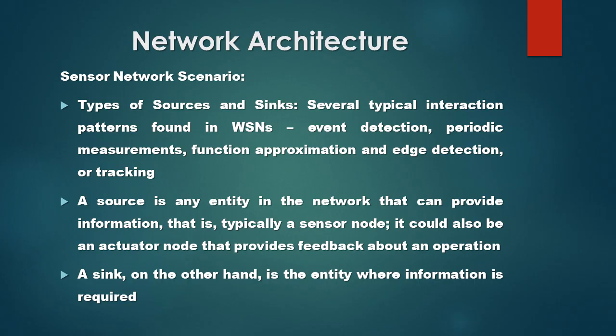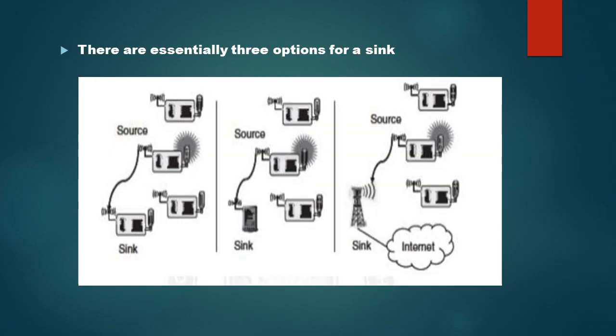A source is any entity in the network that can provide information, that is, typically a sensor node. It could also be an actuator node that provides feedback about an operation. A sink, on the other hand, is the entity where information is required. There are essentially three options for a sink.